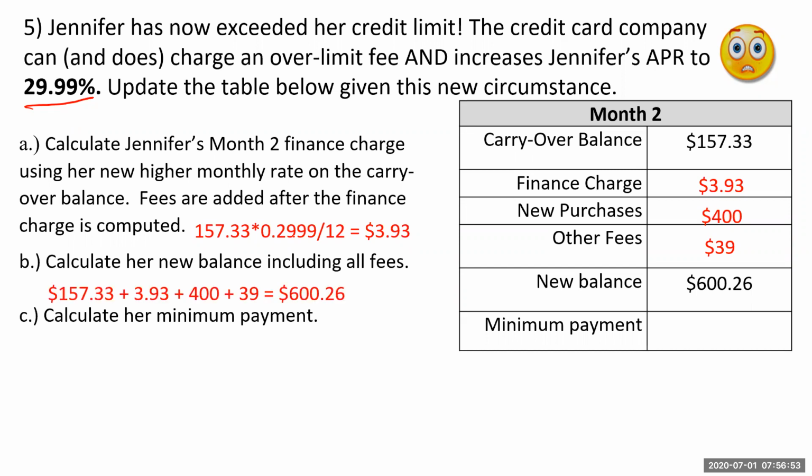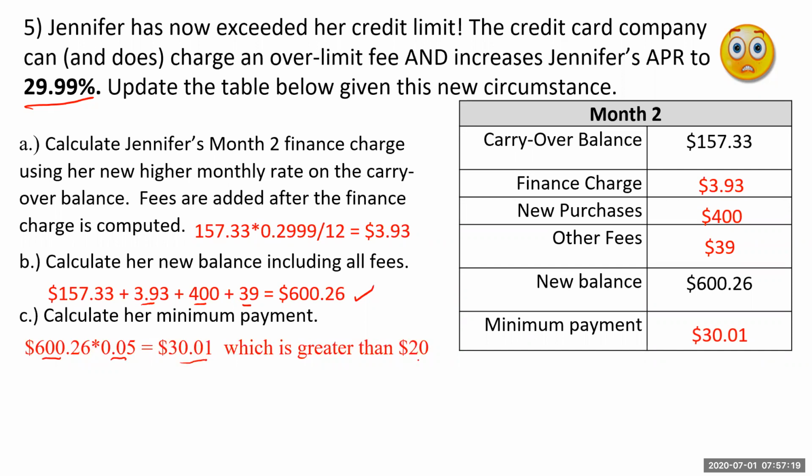Now we want to put all these together. Her new balance will be the finance charge plus the ticket to Cancun and then the over the limit fee. Now look at that. She has a balance of 600, but the limit on her card was just 500. Okay. Now her minimum payment, 5% or whichever is greater. Now we do 5% on this balance, and that is 30.01. Now it's greater than 20, so she has to pay that 30.01.